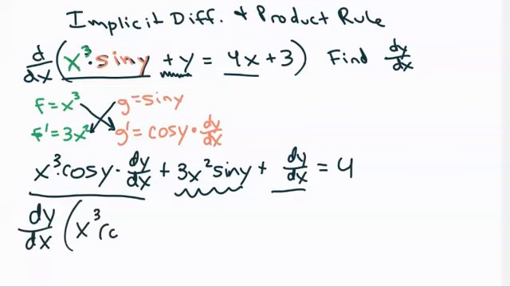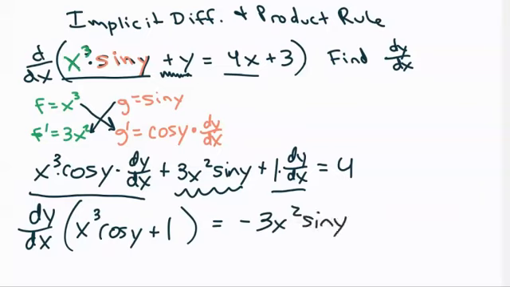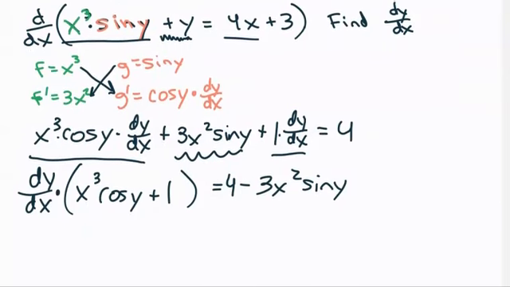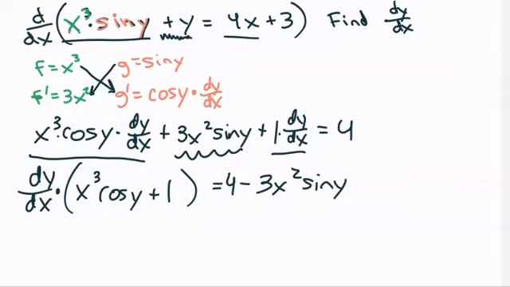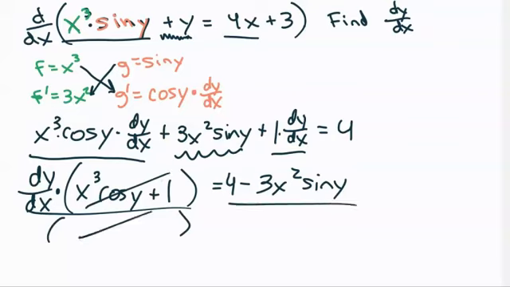So x to the third cosine y plus 1, because this was our 1 times dy dx. And then I'll subtract that term to the other side of the equation. 4 minus this. All right, so then very last thing to get dy dx by itself is it's multiplied by this whole quantity. So if I divide both sides by this whole quantity, over here it will cancel, and over here it will be over x to the third cosine y plus 1.